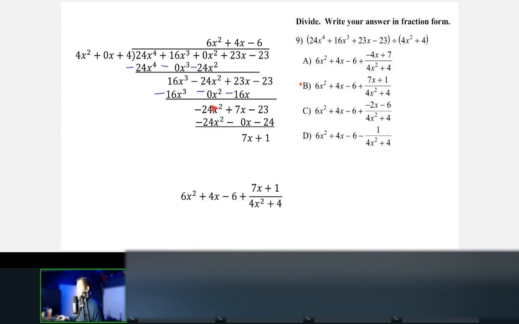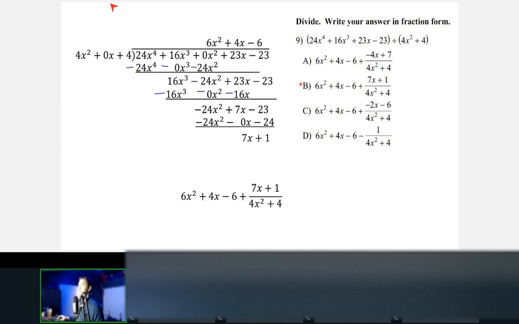So we look at this term, what times 4x squared will give me negative 24x squared? Well, negative 6 times 4 is negative 24. And that's why we have negative 6 here. And then x squared and x squared, I don't need any more. So that's why we don't have any x's. But it's kind of a giveaway. See, if you keep everything lined up, we should expect it to go x squared, x, and then just the constant. We multiply negative 6 times all 3 of these to get these 3 terms here.